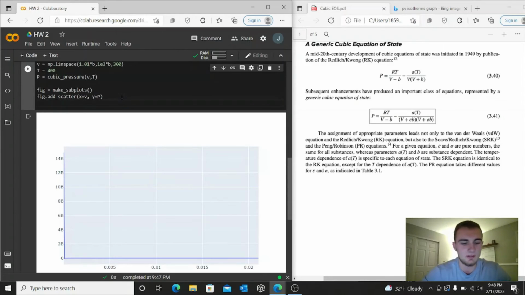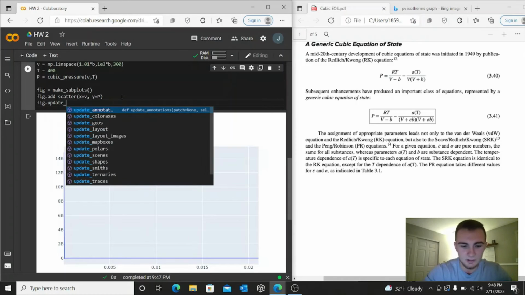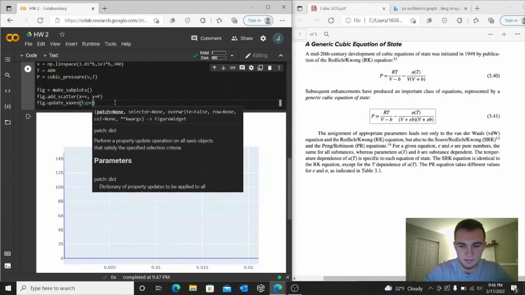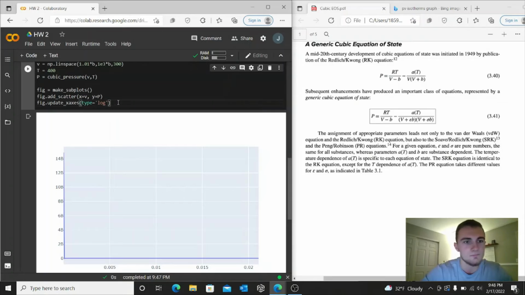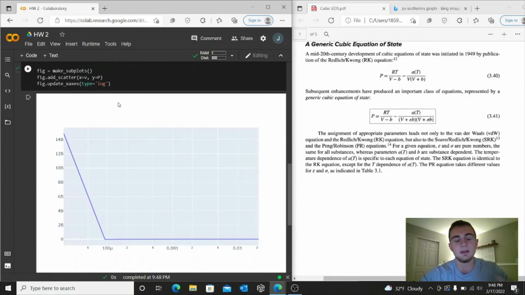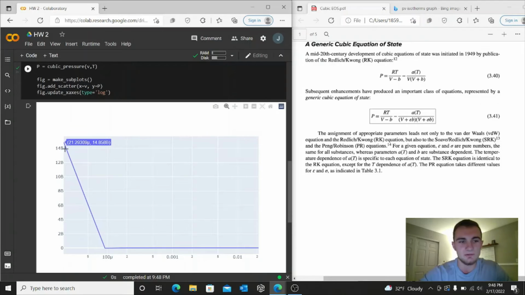So I can do fig.update, and I'll update the x-axis, and I'll change the type of the x-axis to log. Okay, so we're looking better here. You see how that changes the dynamic of the diagram. But we'll also need to change our y-axis here to a logarithmic scale.